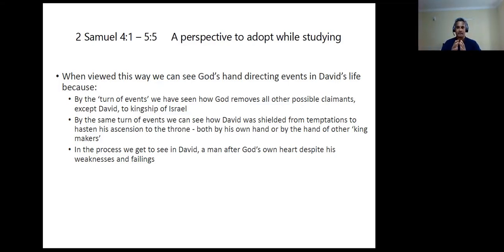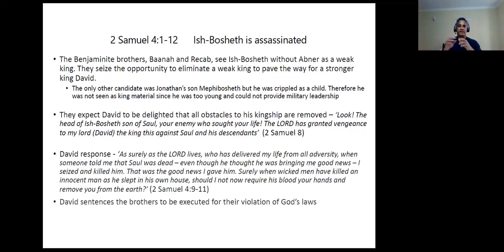The last thing we can see, while we study these events, is why David was king, God's elect, and why the Bible says he was a man after God's own heart, despite his several weaknesses and failings. Okay. Having said that, let's take a quick overview, a bird's eye view of today's portion. The first part is chapter 5, verse 1 to 12.